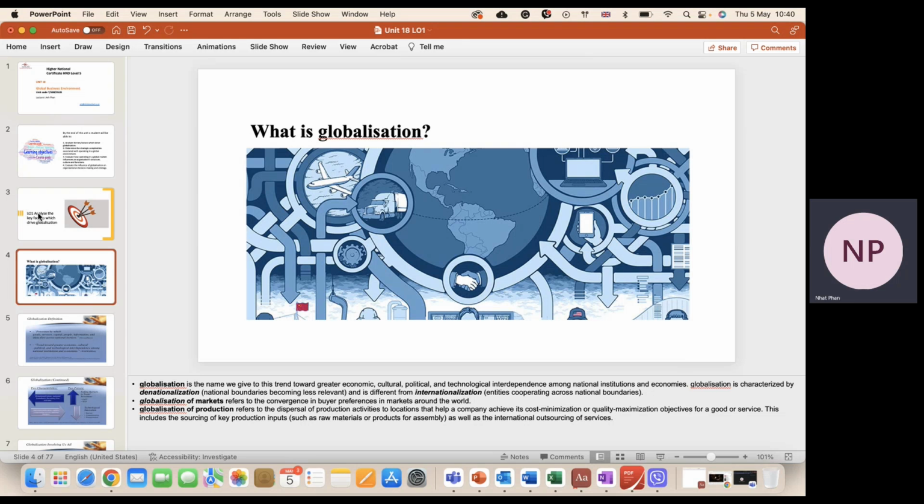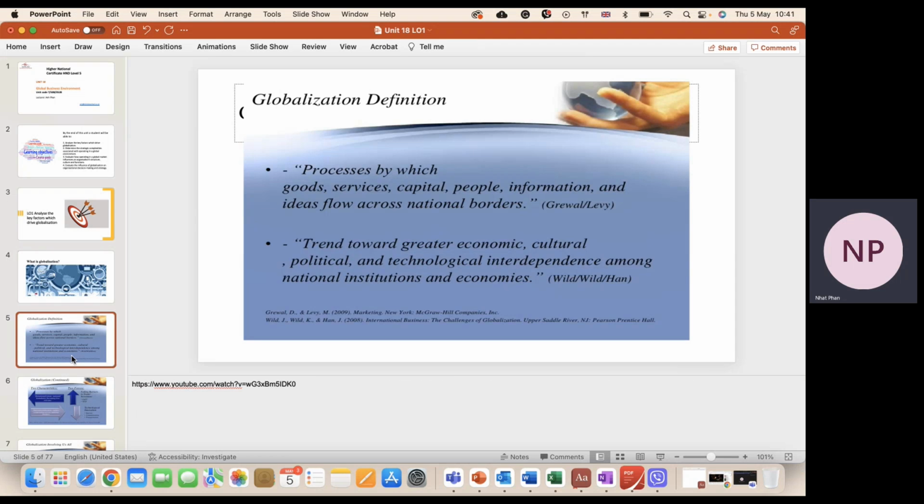Globalization is the name we give to this trend toward greater economic, cultural, political, and technological interdependence among national institutions and economies, and it is characterized by denationalization and internationalization. I can show you in the upcoming slide. So now we go to the definition first. This is the process by which goods, services, capital, people, information, and ideas flow across national borders.